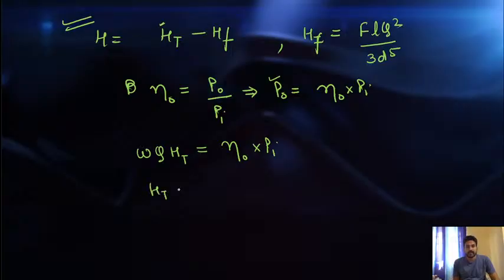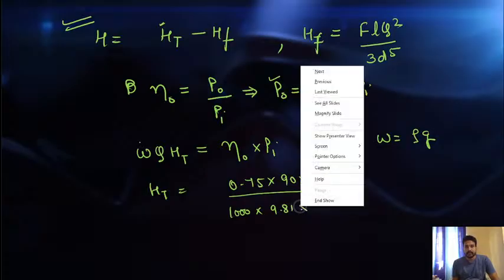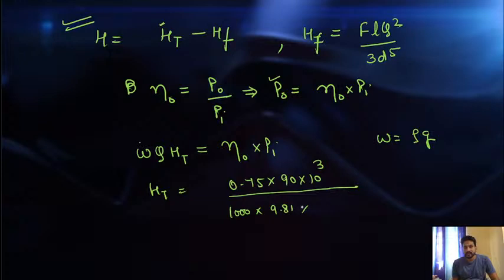What is my total head? Efficiency is 0.75 multiplied by input power, that is 90 into 10 raised to power 3, divided by W. W is my specific weight, which means rho into g. Rho is 1000 and g is 9.81. So rho g is basically 9810. Multiply by the discharge. We have the discharge, that is 0.22. You have to calculate the value of HT here.